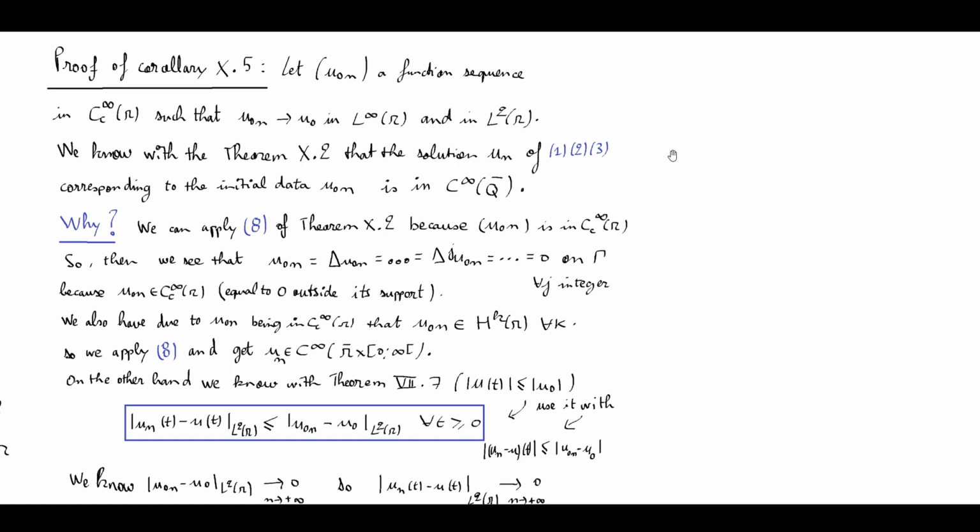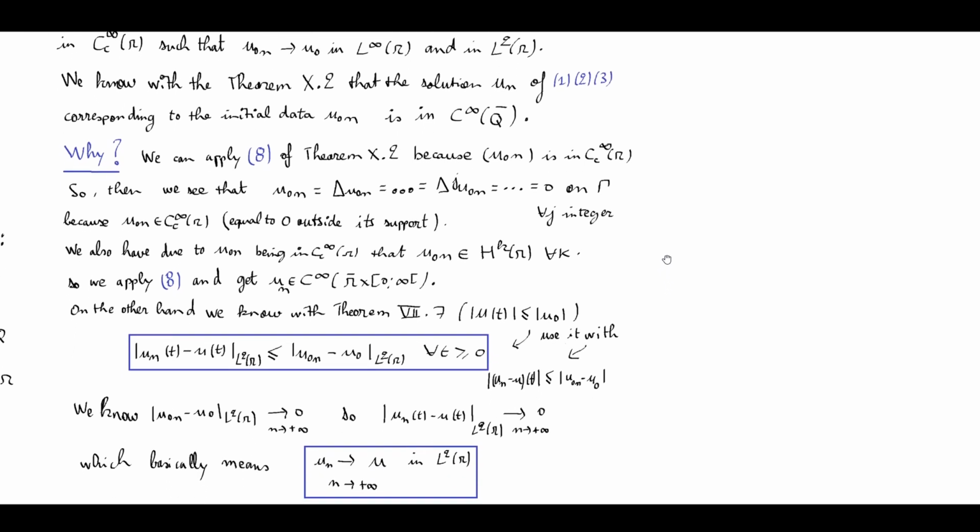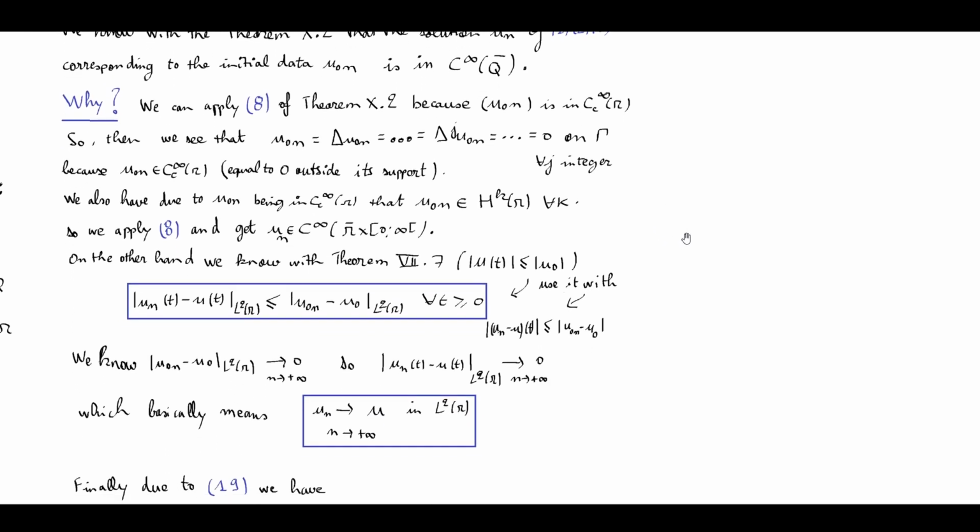So then we see that u0n equals the Laplacian of u0n equals the Laplacian j of u0n equals 0 on gamma for all j integer, because u0n is in the set of C infinity functions with compact support on omega. It is equal to 0 outside its support. We also have, due to u0n being in this set, that u0n is in H^k of omega for all k. So we apply 8 and get un belongs in C infinity of omega bar times 0 to infinity.